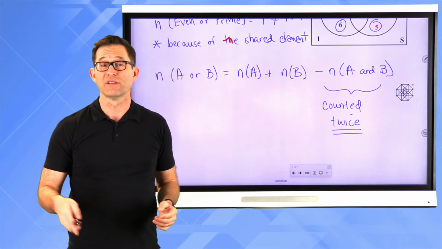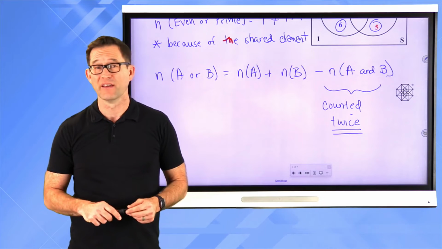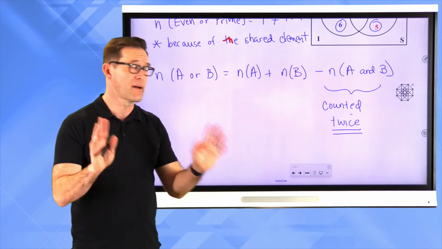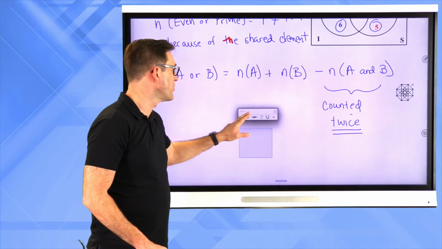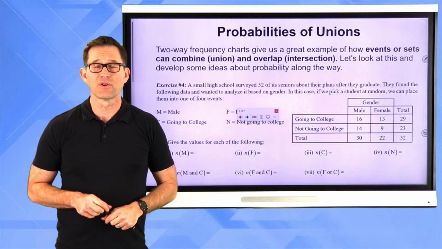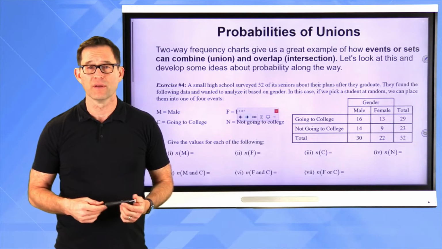This gets way worse if you've got 3 events, trust me, because then you've got overlaps between 3 events and then a triple overlap. Oh, it's terrible. But at this level, you'll only have to deal with 2 events. So now we can start to talk about the probability of unions.